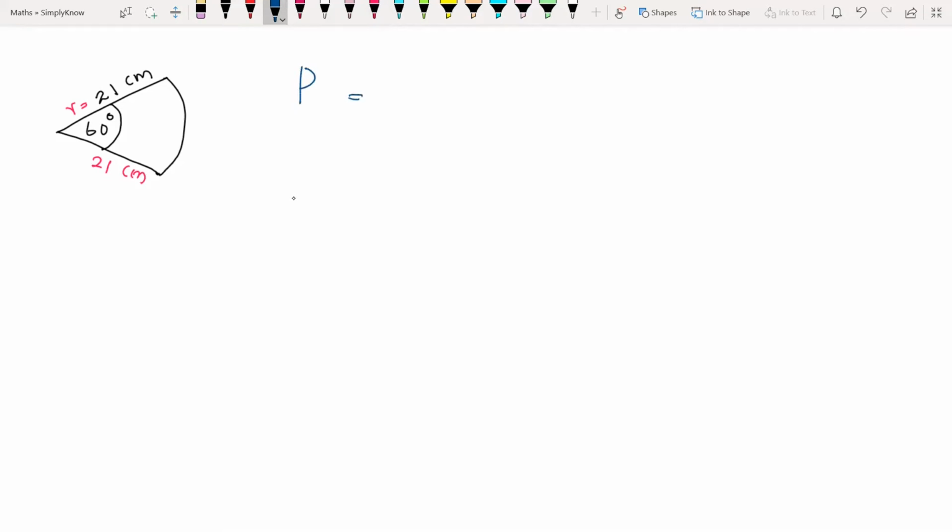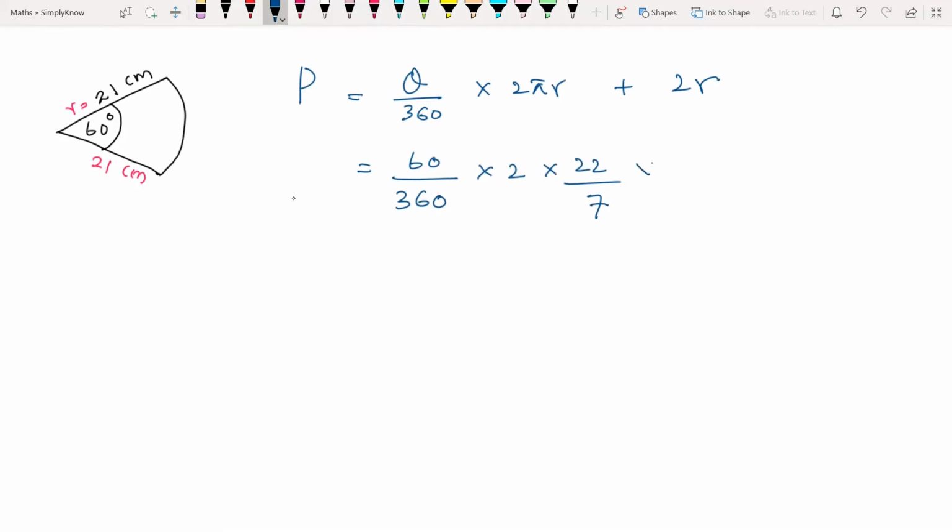Perimeter equals theta over 360 times 2 pi r plus 2r. And here the theta value is 60 over 360. Then 2 pi value is 22 over 7. And the radius is 21 plus 2 times 21. Now let's simplify. 6 times 6 is 36. Therefore, when we simplify 60 and 360, we get 1/6.